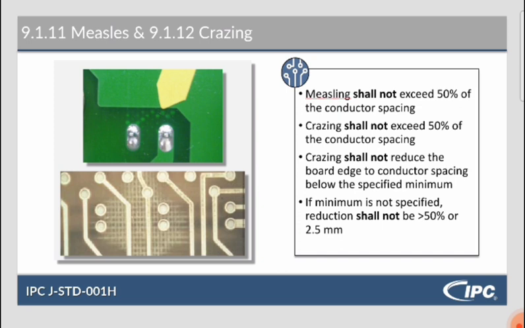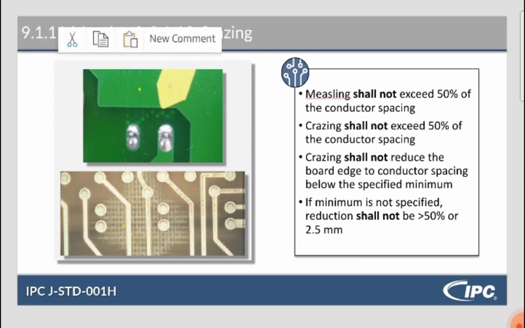Measles, 9.1.11, and 9.1.2 is called crazing. So that is crazing right here, this little hatch pattern, and then this is measles, these little bumps. Measling, they're almost like very, very tiny blisters, but they don't go as deep, and they're very small. They're like freckles, or like measles. So measling shall not exceed 50% of the conductor spacing. Crazing shall not exceed 50% of the conductor spacing.